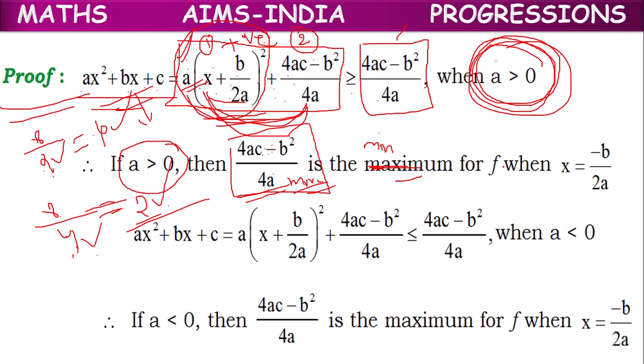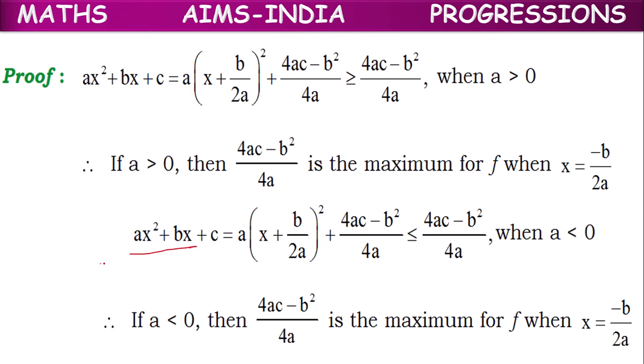And that value will be at this x value, minus b by 2a, because if we keep in the place of x minus b by 2a, then minus b by 2a plus b by 2a cancel, this total value will become 0 and we will have only this value, and that value will be minimum. So this ax square plus bx plus c can be written as this. This is the first part and this is the second part.